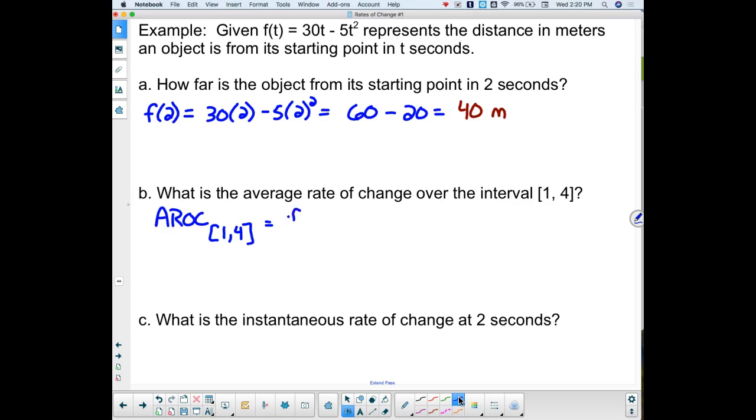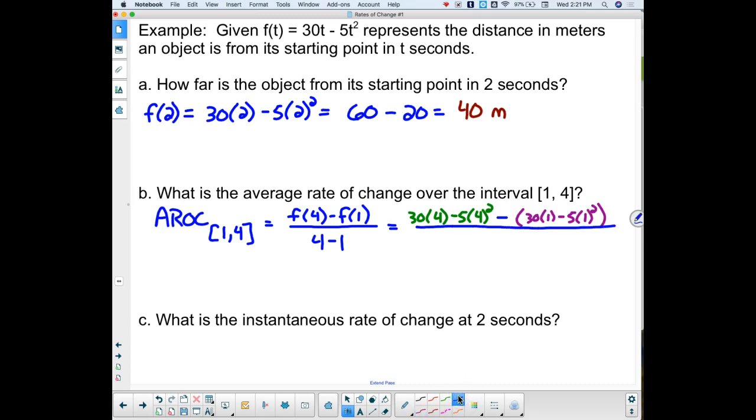So that's going to be f of 4 minus f of 1 all over 4 minus 1. F of 4 is going to be 30 times 4 minus 5 times 4 squared. Then minus f of 1, which is going to be 30 times 1 minus 5 times 1 squared. And that's all going to be over 3.